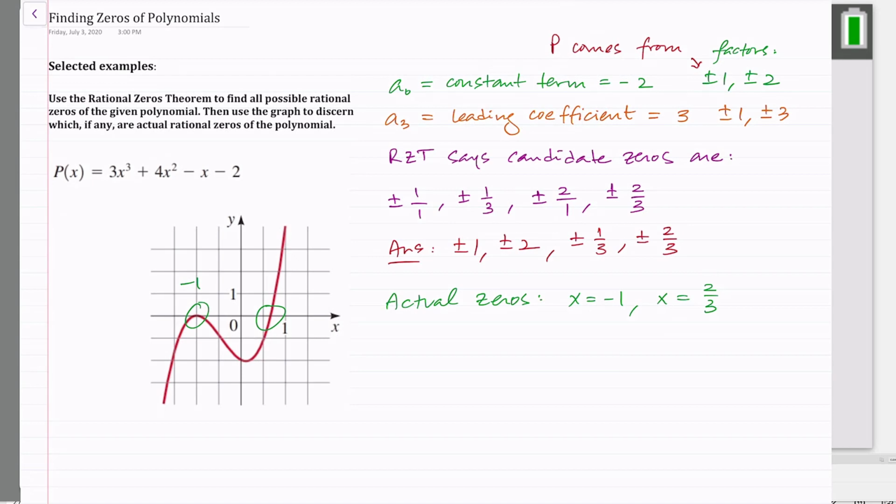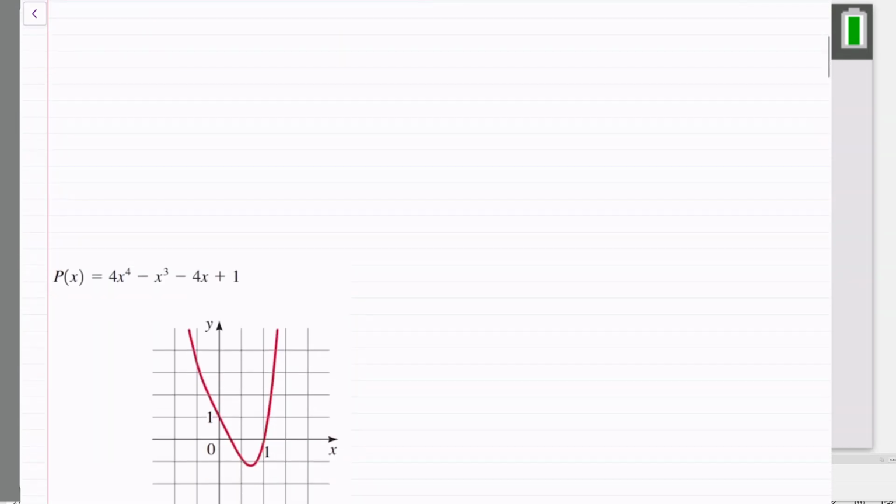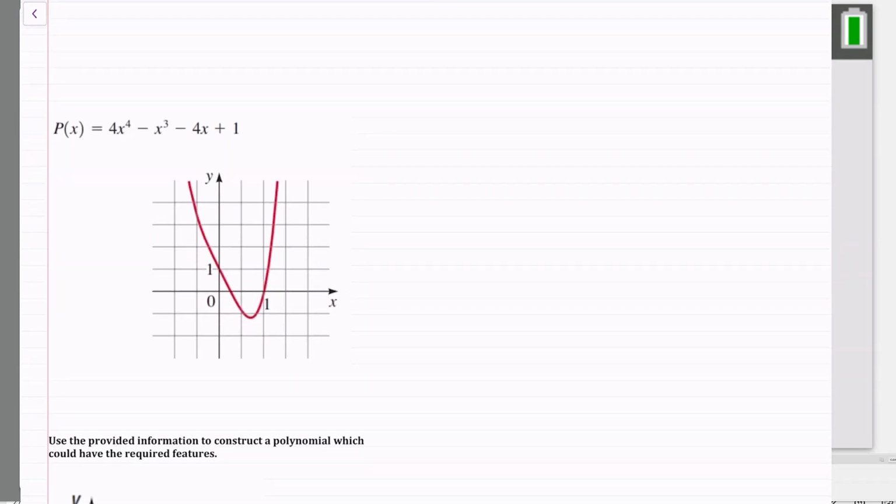Let's look at another example here. If you want to make sure that you're tracking with us, you could pause this video and try this problem for yourself. The instructions are the same. Basically, they want you to list all of the rational zero candidates, and then use the graph to indicate which of those are actual zeros. Obviously, I'm not going to leave a long pause in the middle of the recording here. I'm going to cut to the chase, but if you want to work it yourself, you can just pause the video and do it on your own paper.